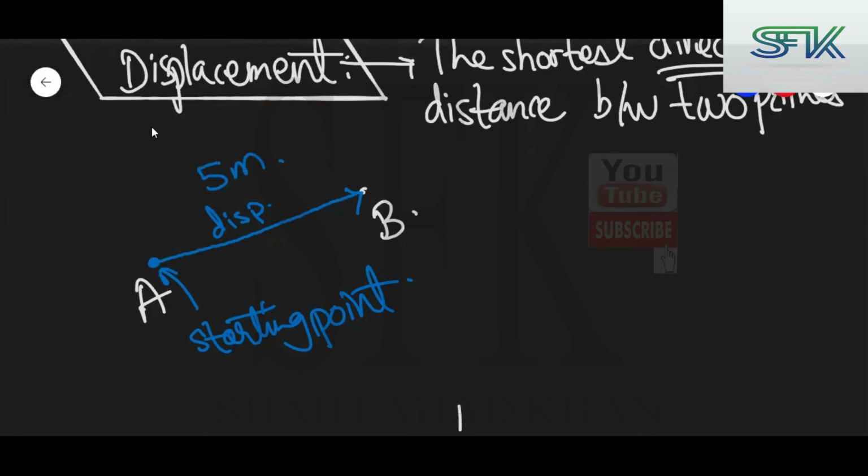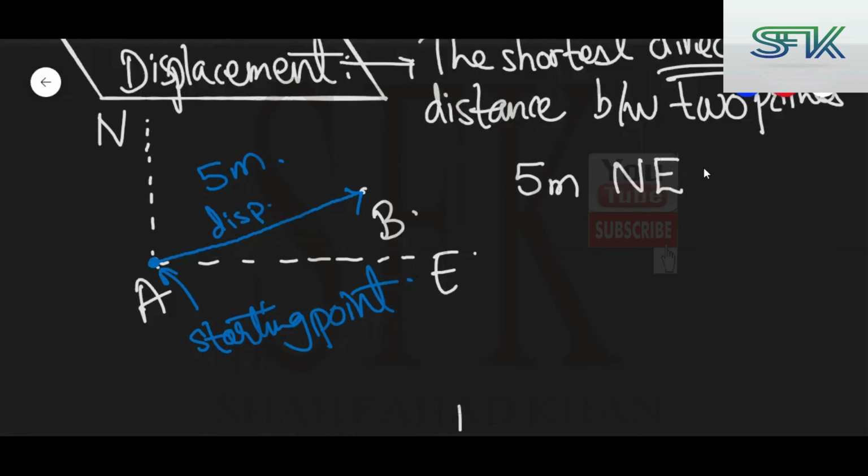Let's say the length of this path is 5 meters, and you want to give the value for displacement. So guys, remember, on top it's always the north direction, on the right hand side it's always the east direction. If you want to give the value for this displacement from A to B, you have to mention it in the following way: it's 5 meters northeast of A. So what have I done here? I've given the number, I've given the unit, and I've also given the direction.